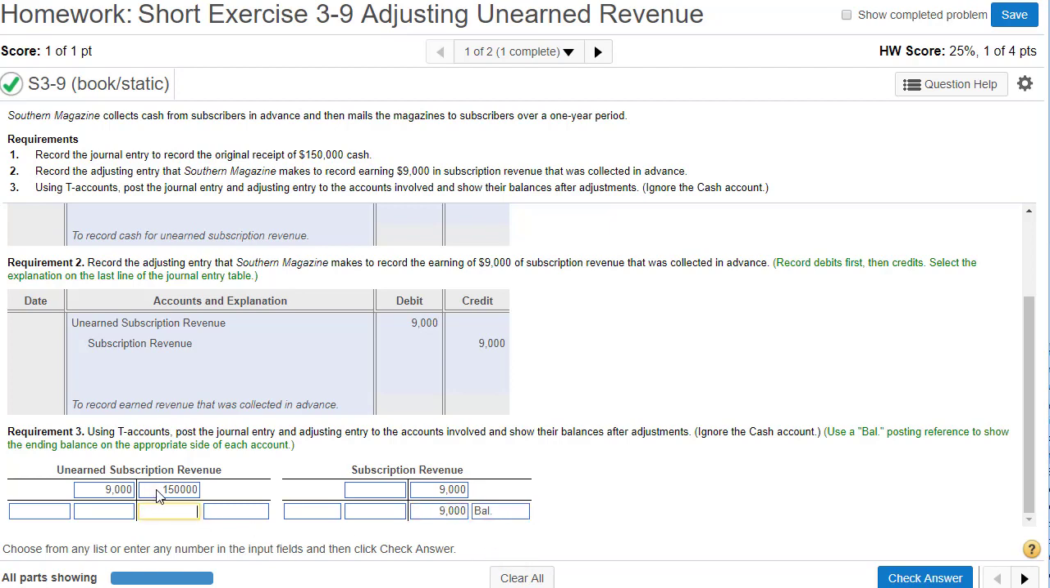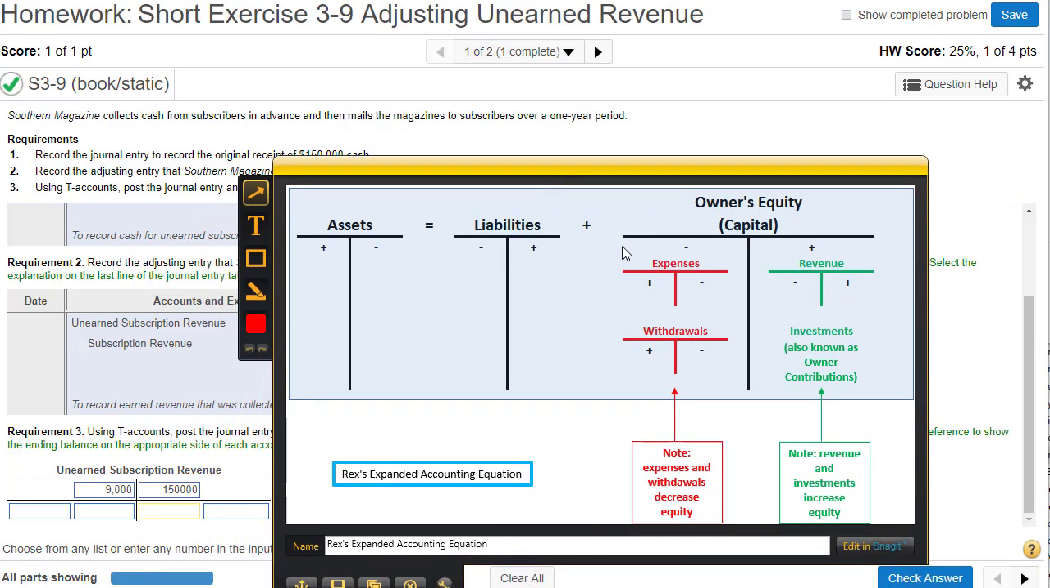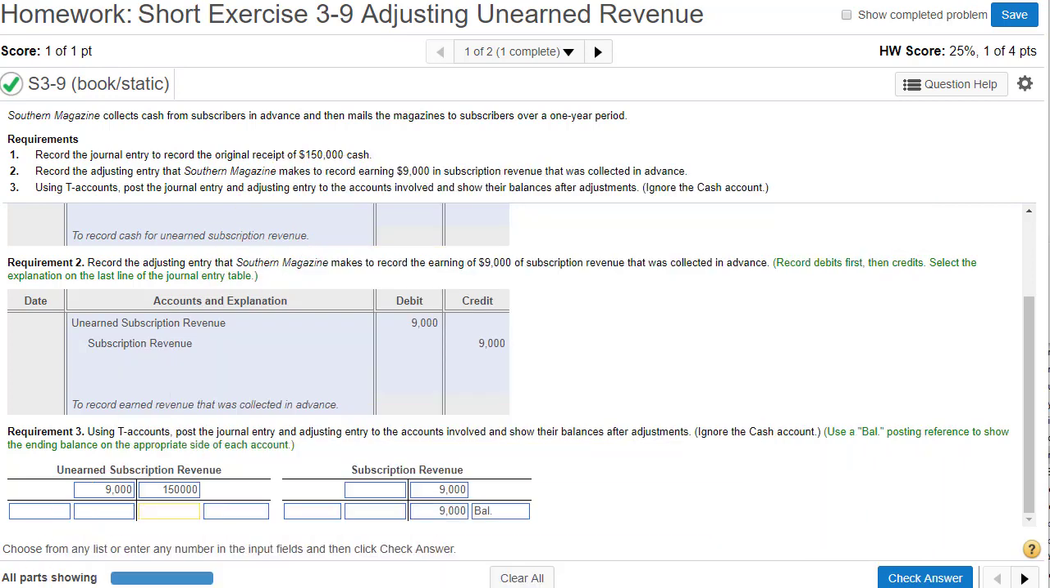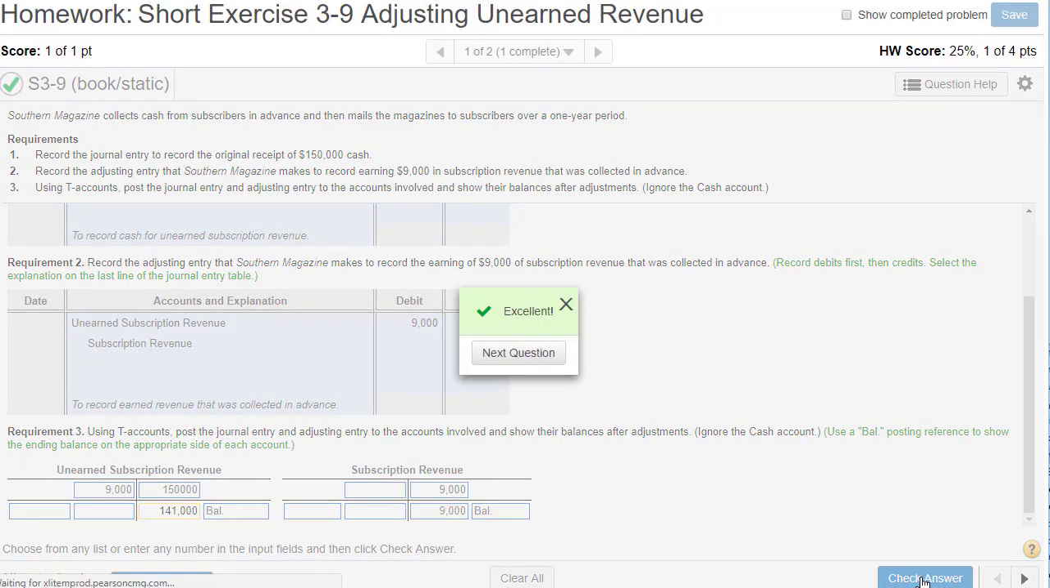And our unearned subscription revenue, remember this is a liability account, so the pluses are on the right side, minuses are on the left. So we're going to take $150,000 minus $9,000, which gives us $141,000 of unearned subscription revenue. So as of the end of this period, the company owes $141,000 of magazines to the customers. And that's it.